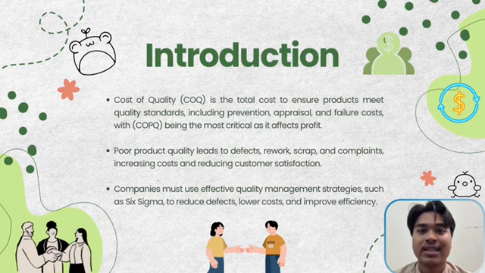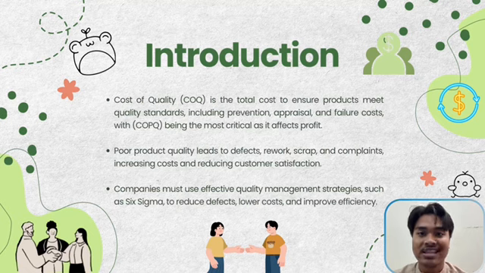First, we need to understand what the cost of quality or COQ actually is. Essentially, the total cost a company incurs to ensure its product meets strict quality standards. This is generally broken down into prevention, appraisal, and failure costs. The most critical component here is the cost of poor quality (COPQ) because this is the area that directly eats into profit margins. When product quality slips, it creates a domino effect.